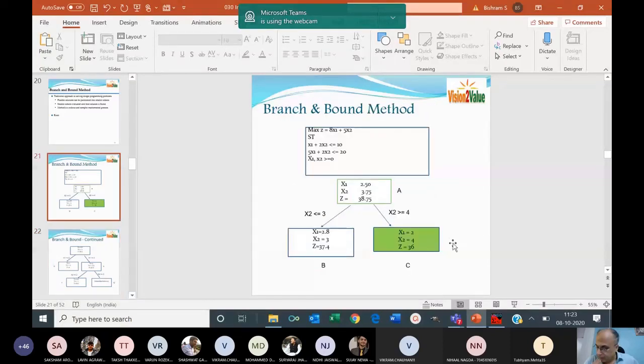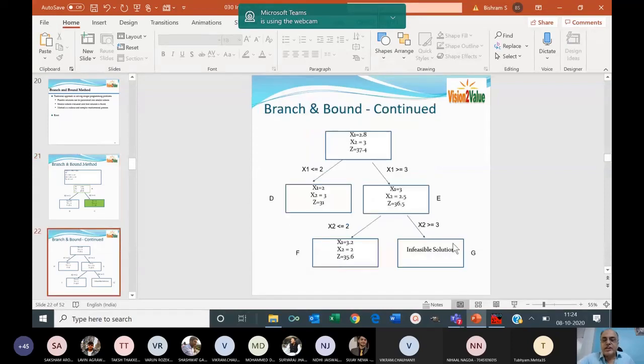Sir, if we put x2 less than or equal to 3 and the z value is less than 36, then we stop there? Yes, then we are done, because we already have a better integer z value. Since we got a lower value, we have to stop. So we repeat that till we get a lower value or better value. It's just a logical explanation.